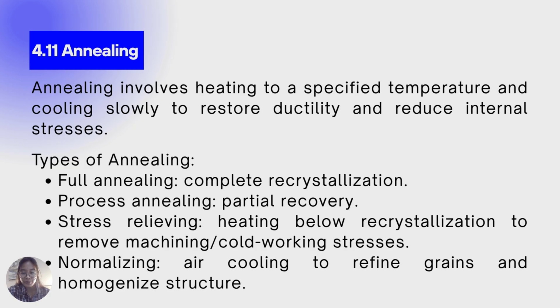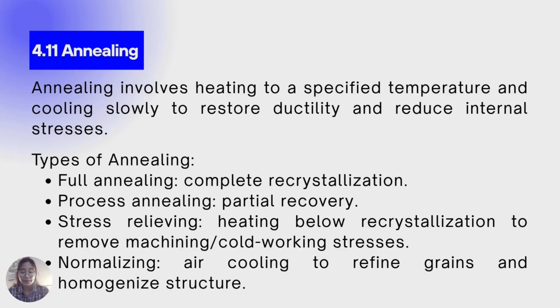There is full annealing, in which the metal is heated above the recrystallization temperature, allowing complete recrystallization of the grains. This produces a coarse, uniform structure with maximum softness, ideal for improving formability. It's commonly used for steels before machining or shaping. There is process annealing, where the metal is heated to a lower temperature, below full recrystallization. It allows partial recovery of ductility after light cold working, and is often used in sheet metal manufacturing to restore formability before rolling steps.